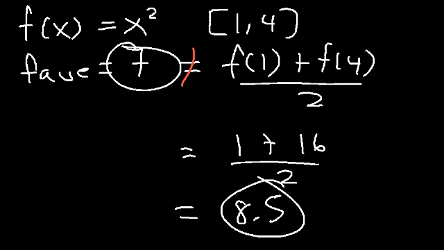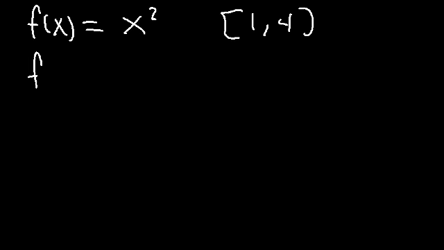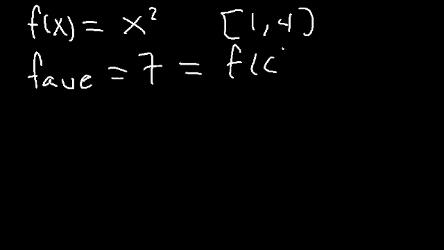So whenever you have a function that is increasing at an increasing rate, the average y value of the function is going to be less than the average value of f of a and f of b. Now there's one more thing that we need to do. Since the average value is equal to 7, we need to calculate f of c and find the c value. So we're going to replace f of x with 7 and solve for x.